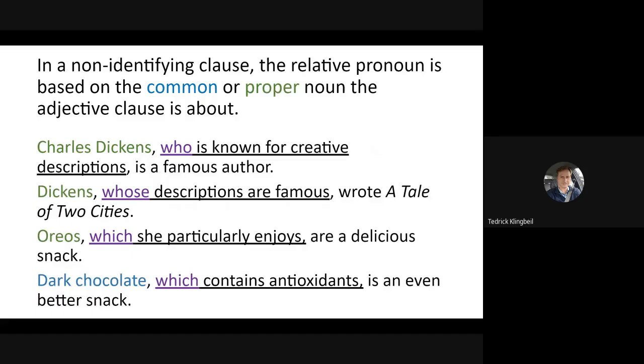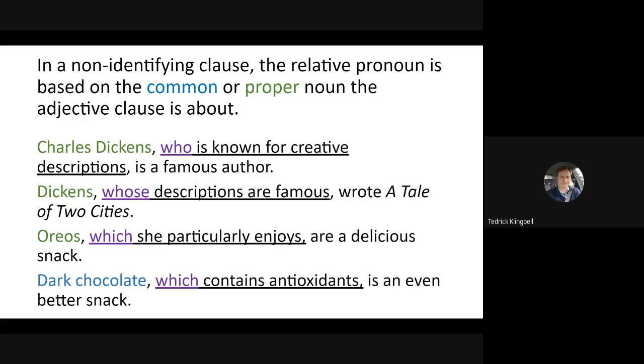Okay. In a non-identifying clause, the relative pronoun is based on the common or proper noun the adjective clause is about. So we can see the same thing here. Charles Dickens, who is known for creative descriptions, is a famous author. Obviously, Charles Dickens is a person, so we say who. Okay? Dickens, whose descriptions are famous, wrote A Tale of Two Cities. Okay? Again, Dickens is a person, so we'll use whose. Now, the funny thing about whose is it can be used for people or for things. Okay? We'll talk about that a little bit later, though.